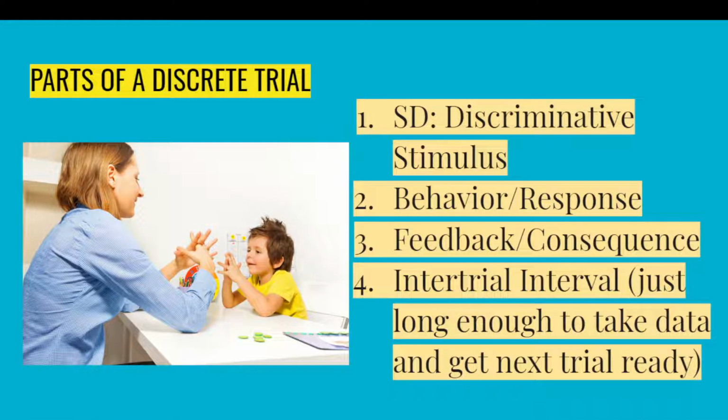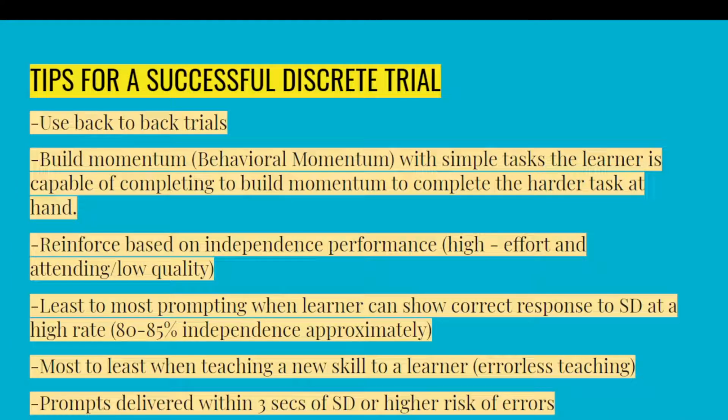Parts of a discrete trial. You've got the discriminative stimulus, which is the SD, the behavior or response, feedback or consequence, and the intertrial interval, just long enough to take data and get the next trial ready.